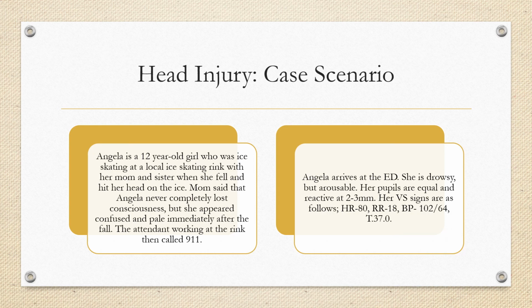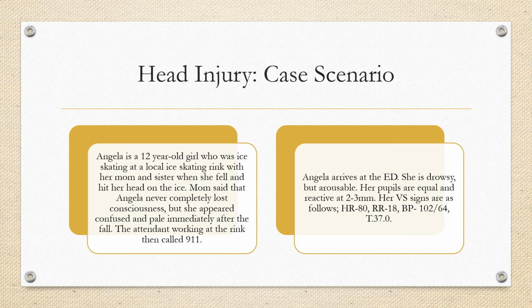So next we're going to be talking about head injuries. And our head injury case study is about Angela. Angela is a 12-year-old girl who was ice skating at a local ice skating rink with her mom and sister when she fell and hit her head on the ice. Mom said that Angela never completely lost consciousness, but she appeared confused and pale immediately after the fall. The attendant working at the rink then called 911.